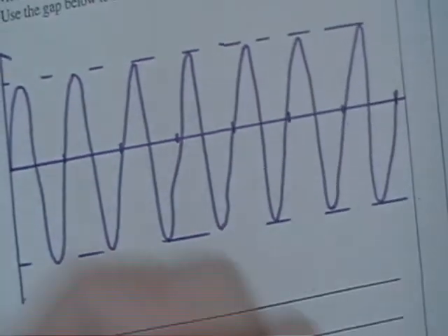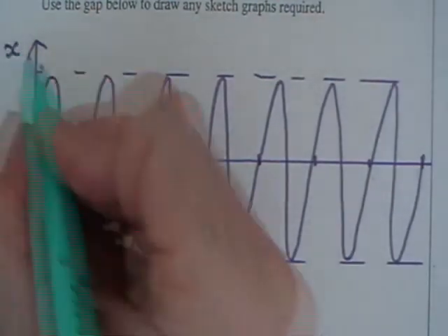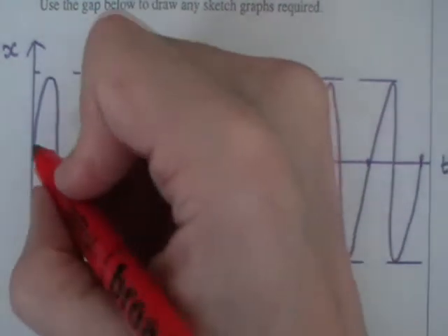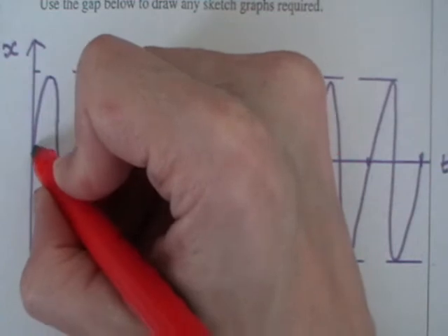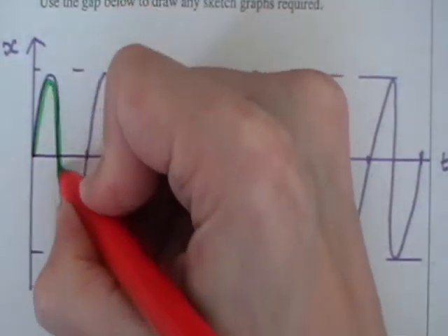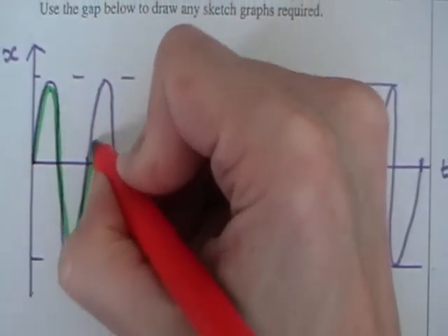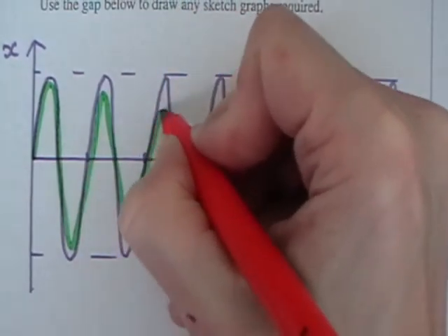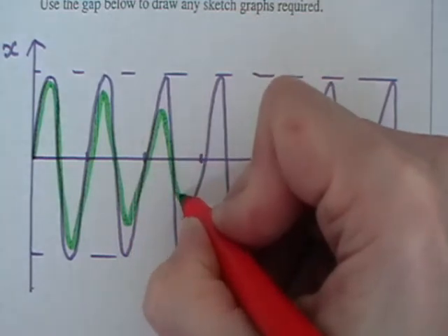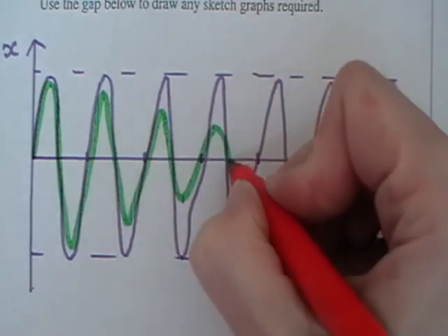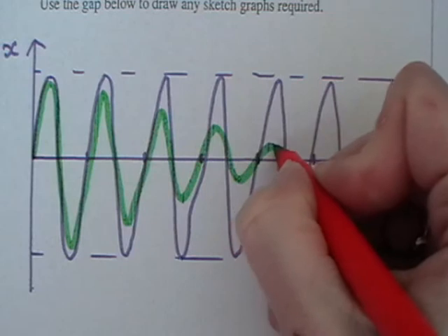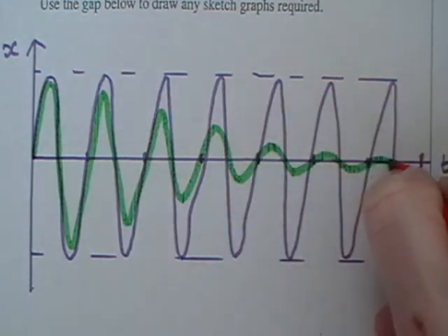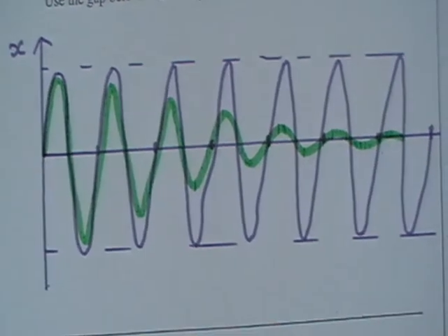Okay, so this is amplitude or displacement against time, and then I'm going to draw in green what would happen when it's damped. So we'll start off more or less the same, but each time it's going to get a little bit less. This is a fairly heavily damped wave I'm drawing. Okay, so that's the damped motion there, the green one.